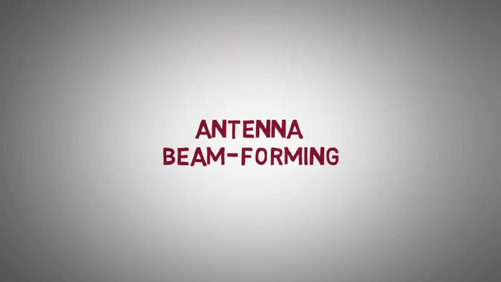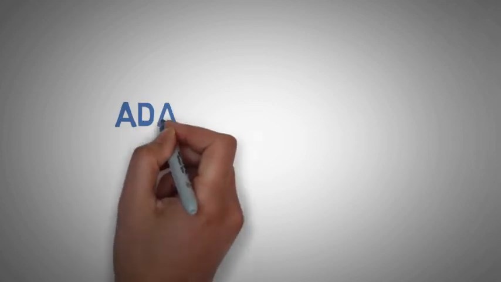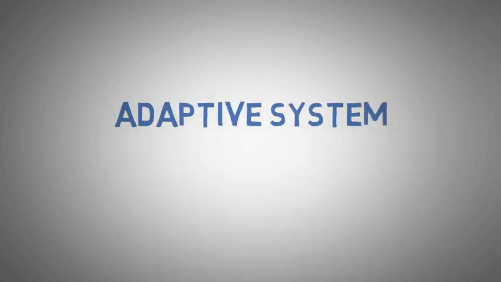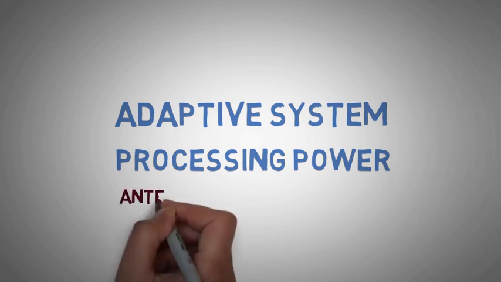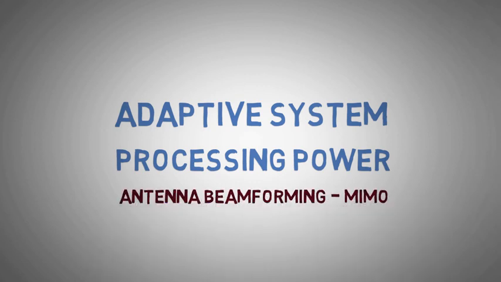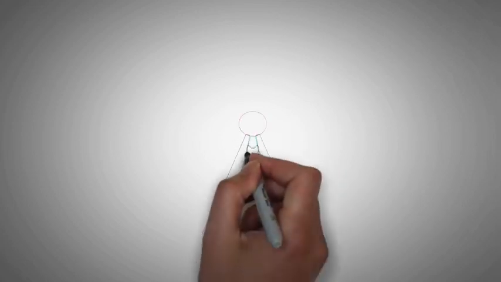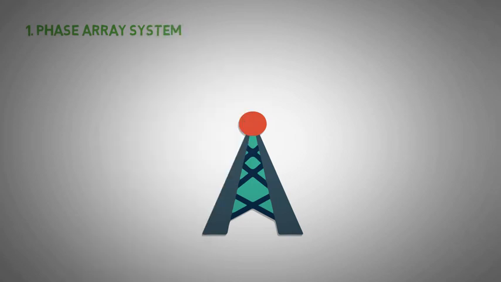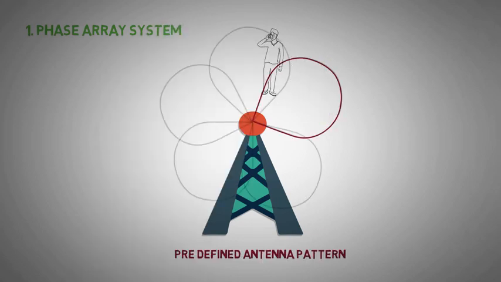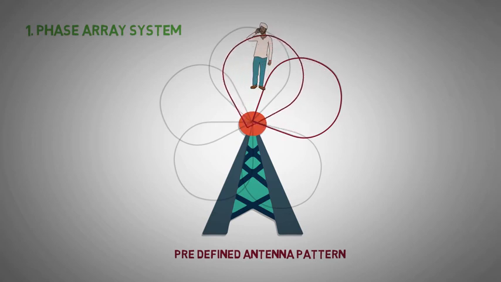Antenna beamforming. With the development of more adaptive systems and greater levels of processing power, it is possible to utilize antenna beamforming techniques with systems such as MIMO. In this technique, smart antennas are used, which can be of phased array system. Phased array systems have a number of predefined patterns. The required one is switched according to the direction required.